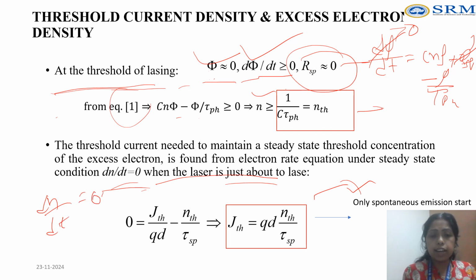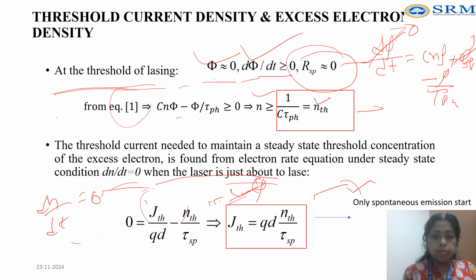If we substitute into the second equation, V dN by dt is equal to 0, and R is equal to 0, and you put N equal to 1 by C tau ph. With the second equation, we write 0 is equal to J th by q d, where J I have replaced with J threshold. Recall it was J th by q d minus N th by tau sp and minus C n phi. As in the lasing condition there is no phi, the spontaneous emission is also 0, and C n phi is 0.